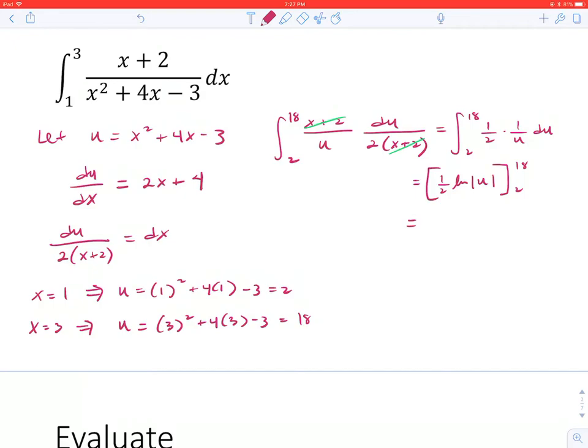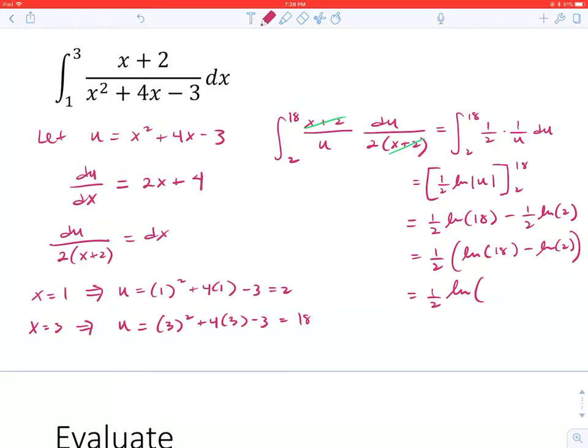And then now we can just apply the fundamental theorem of calculus. So 1/2 ln of 18 minus 1/2 ln of 2. And if we factor the 1/2 out, we'll have 1/2 times (ln 18 minus ln 2). And that can actually be written as a single logarithm, ln of 18 divided by 2, which is just ln of 9. So this integral is equal to 1/2 times ln of 9.